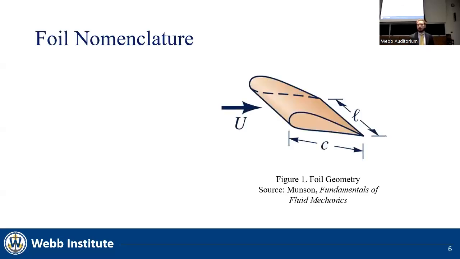To discuss foil theory, we must first understand the geometric characteristics of a foil. The leading edge, as indicated by the red arrow, is the part of the foil which experiences the flow of fluid first. On the other end of the foil, as indicated by this red arrow, is the trailing edge. This part of the foil experiences the flow as it departs the body.